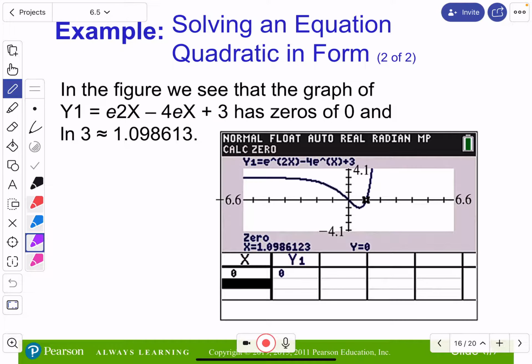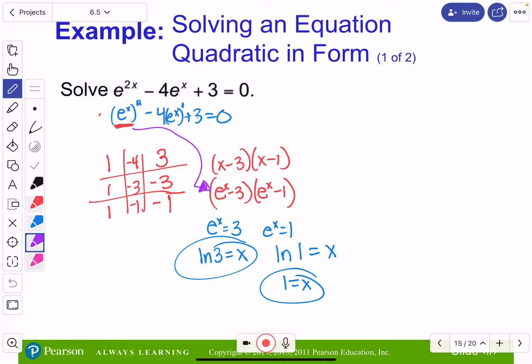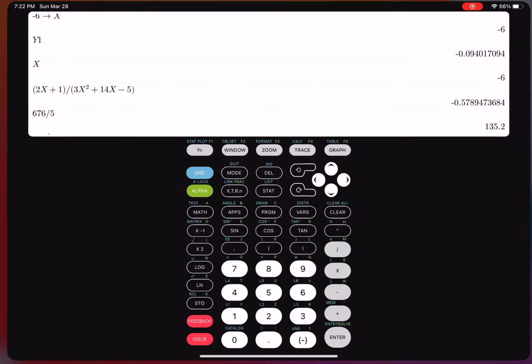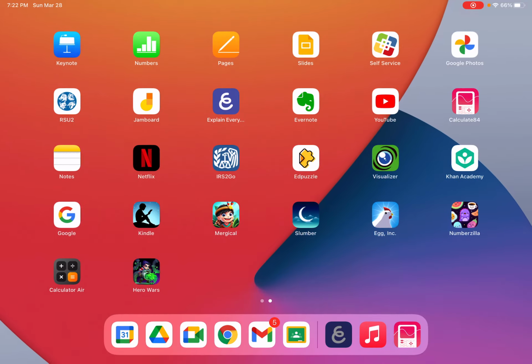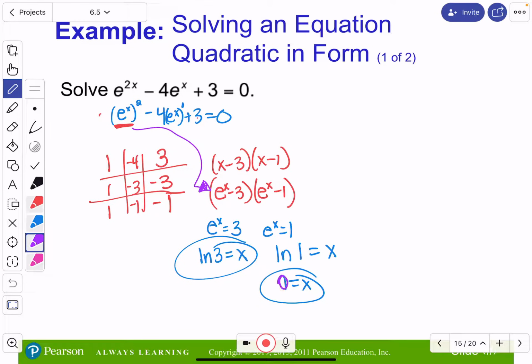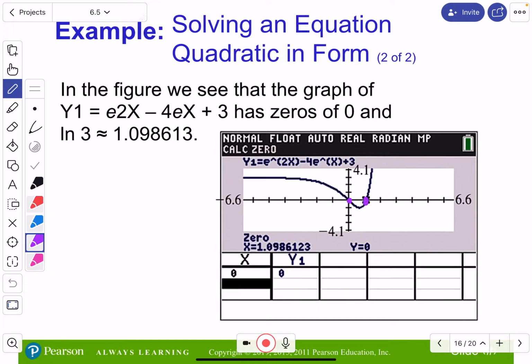If we were to graph this, we would find in the figure we see that the graphs of 0 and, oh, hold on, I did that wrong. Natural log of 1, ln 1 equals 0, not 1. So I said that wrong. So this should be 0. And then on your graph, those are the two values you have right there.